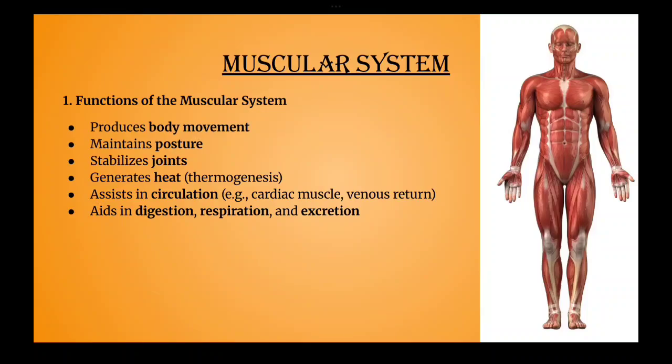So as I told, today's topic is the muscular system, one of the most important systems that makes movement and posture possible. So why is it important to learn about the muscular system? There are more than 600 muscles working together in your body every single day, even when you're resting. From blinking your eyes to running a marathon, it's all your muscles in action.